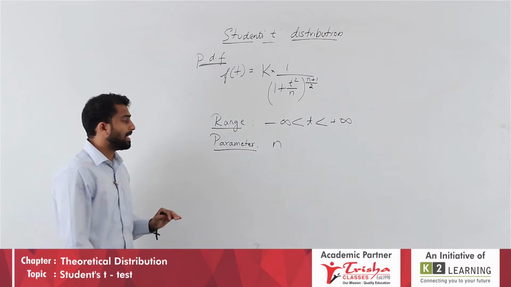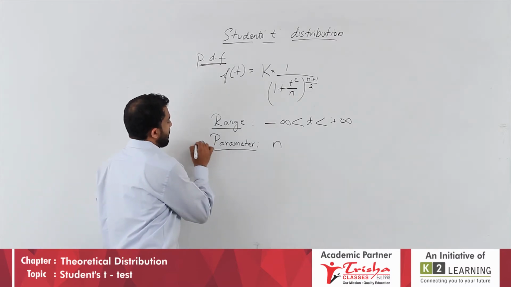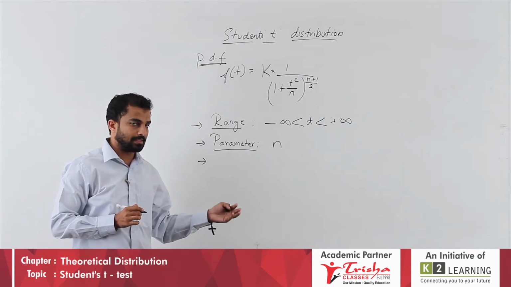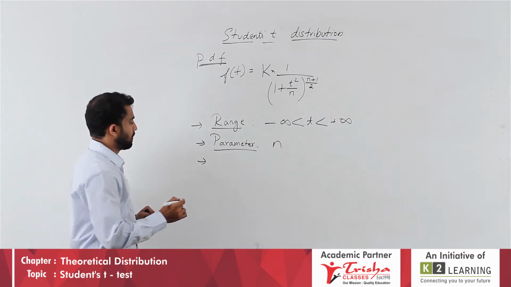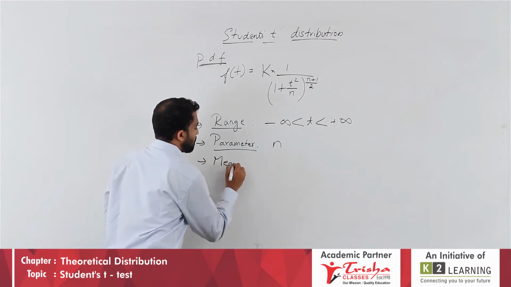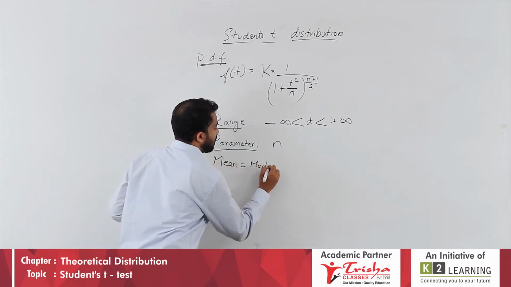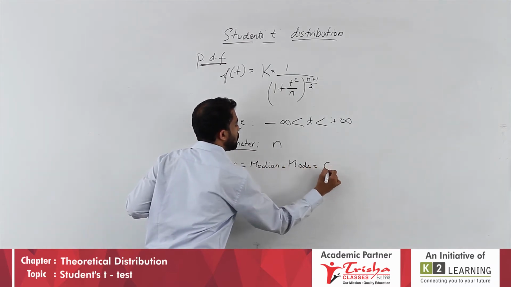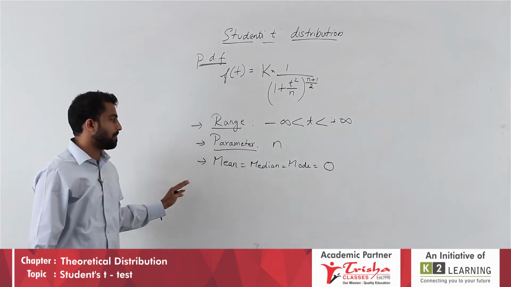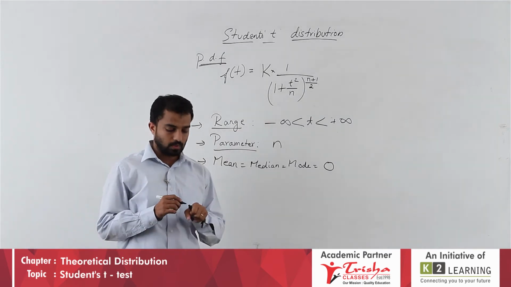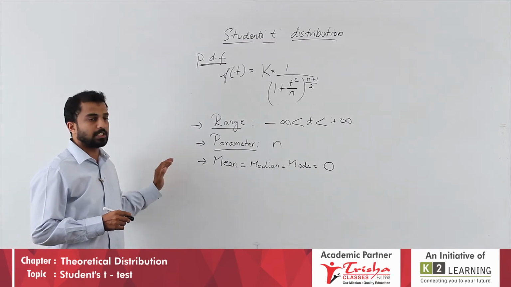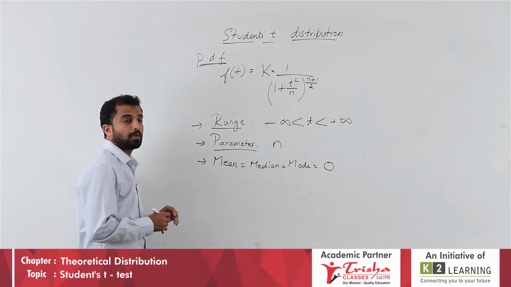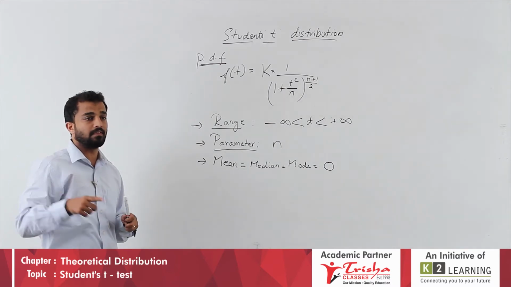Next, what will be the mean? Remember, I told you Student's t distribution is derived from a normal distribution. Here, mean, median and mode are all equal to 0. Remember, the t distribution is also a leptokurtic distribution. It will have a leptokurtic curve, which is a very high curve.